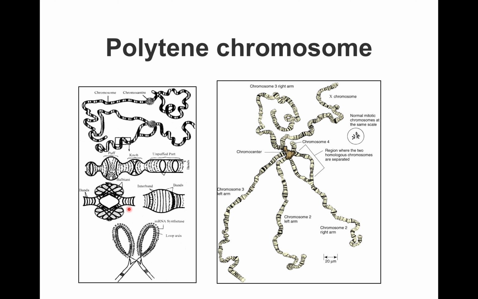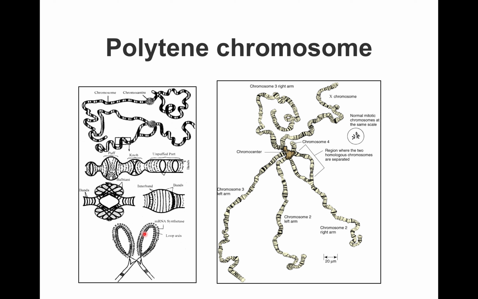So here you can see these are the loops of the puff, which are made up of DNA, and you can see there is a formation of mRNA. This is a loop axis and there is mRNA synthesis. So polytene chromosomes arise by repeated cycles of DNA duplication without nuclear division and without separation of the daughter chromosomes, as the centromeric DNA remains replicated.